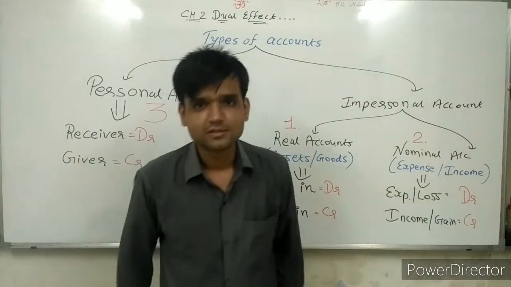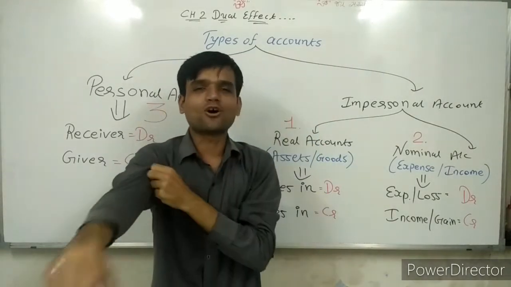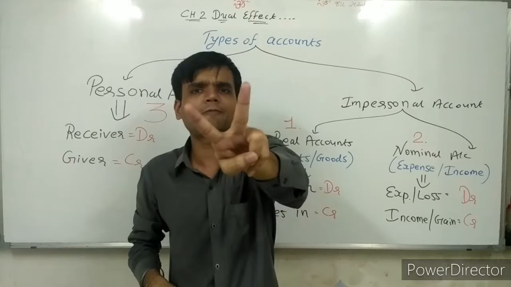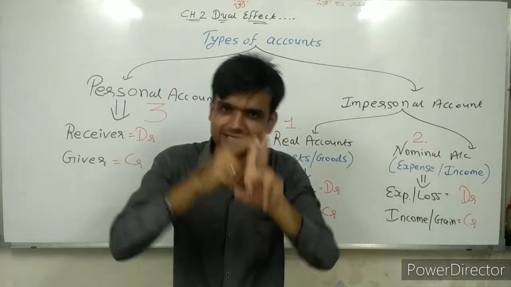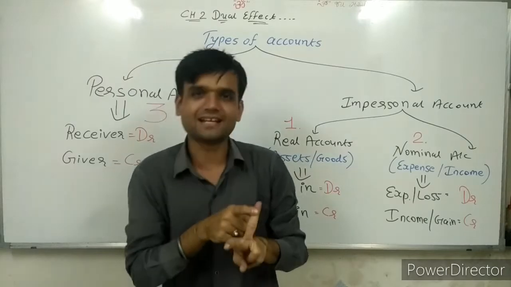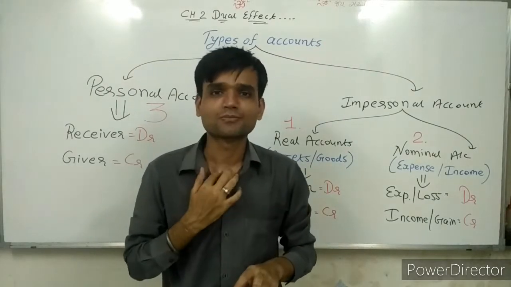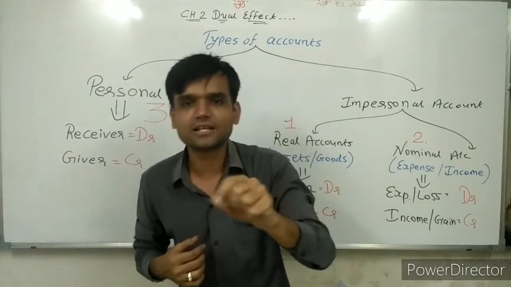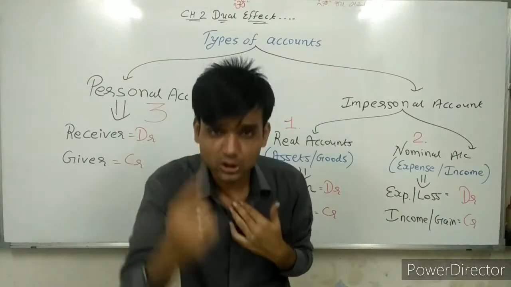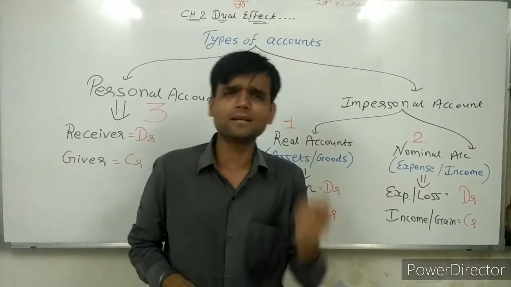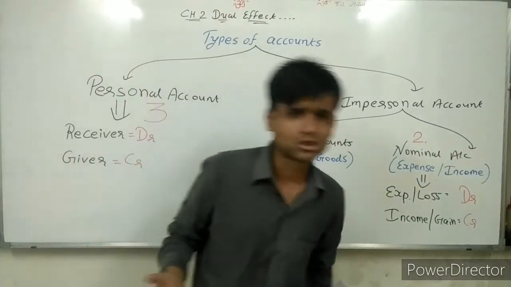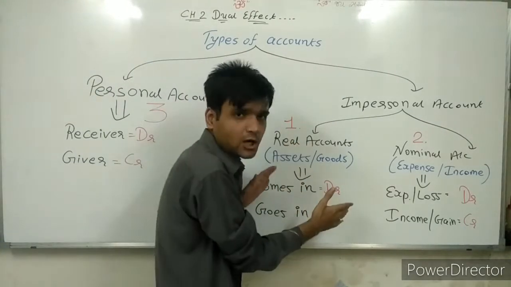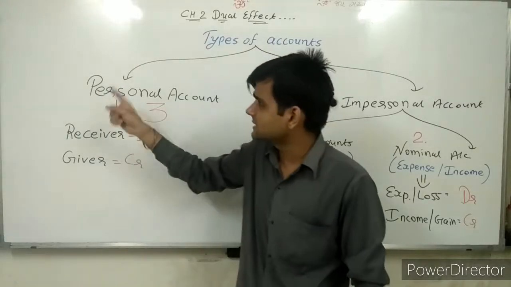Now which are the rules for debit and credit? Because our chapter name is dual effect. Now dual effect means what? Two effects. One effect is debit, second effect is credit. So to which account we are debiting and to which account we are crediting, and which rule is applicable, that rule we are doing in this lecture, and on that basis we are doing transactions. Simple. So first you have to think, is it real account? Is it nominal? Is it personal?